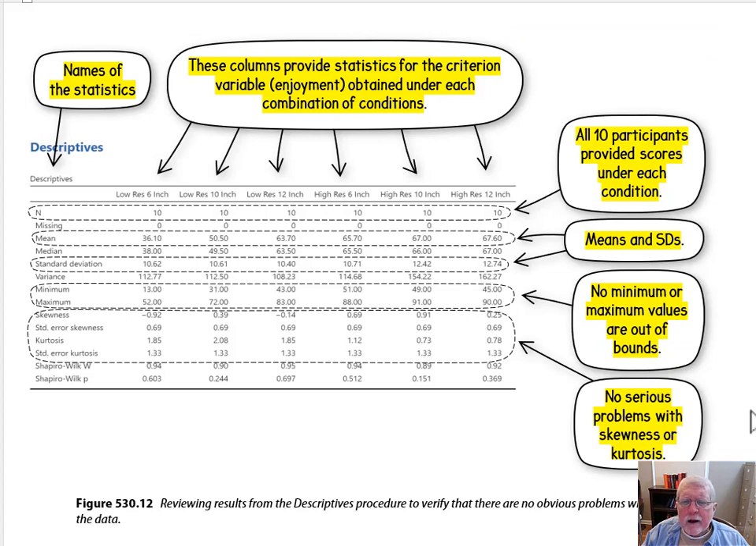In seeing whether there are any obvious problems with the data set, no minimum or maximum values are out of bounds. Remember, our reading enjoyment scores could not be any lower than 1 or any higher than 100. So if we saw a negative number in minimum, that would be bad news. And if we saw a value in maximum that was bigger than 100, we would know we made some kind of error in keying our data. No problems like that. And I have a note here, no serious problems with skewness or kurtosis.